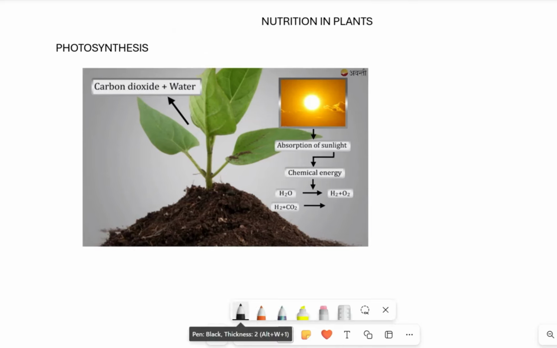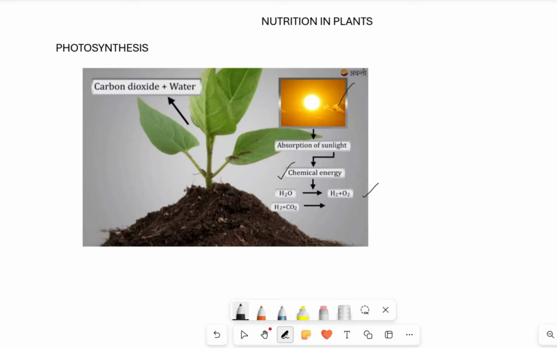Okay, now in the leaves of the plant, in the presence of sunlight, they absorb the sunlight and then a chemical reaction occurs. What are the different chemical reactions that occur? Water is photolyzed, that is, a photochemical reaction takes place in water by using light. It gets converted into hydrogen and oxygen.